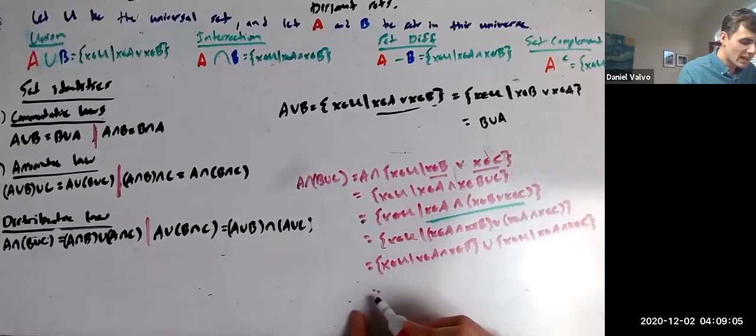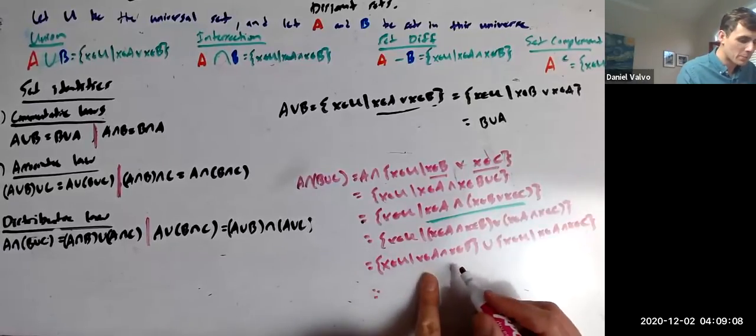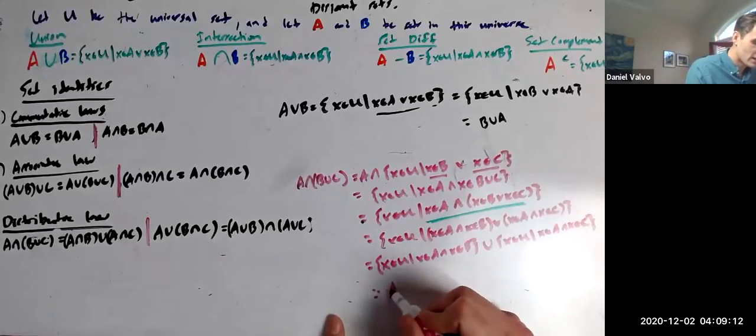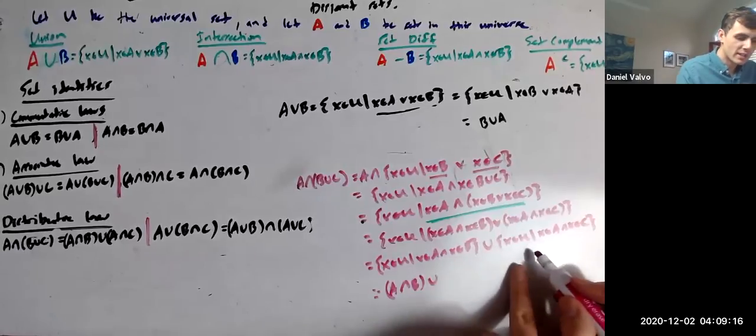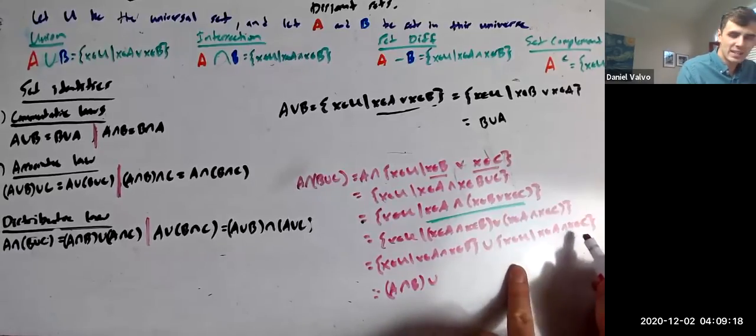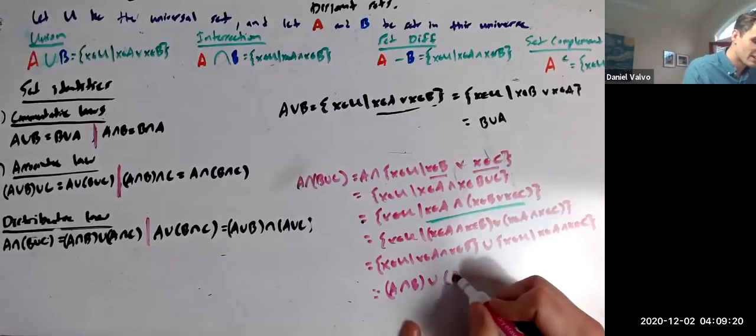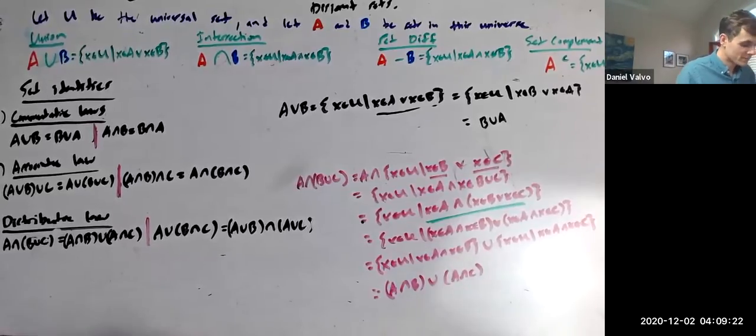But then each of these, X in U such that X is in A and X is in B, that's just the shared elements of A and B. So this is just A intersect B, union X in U such that X is in A and X is in C, so shared elements of A and C, A intersect C.